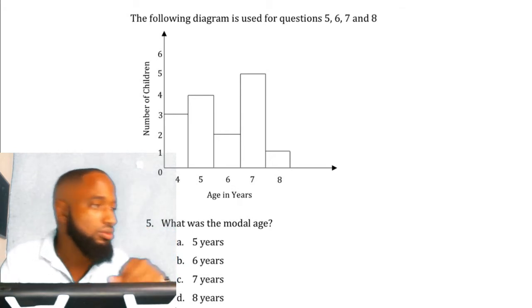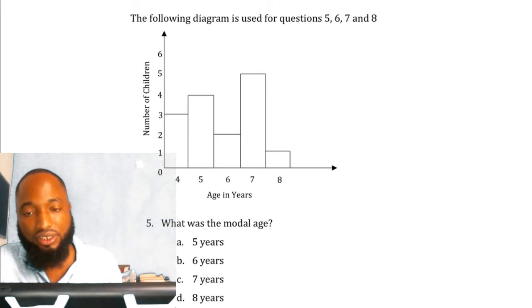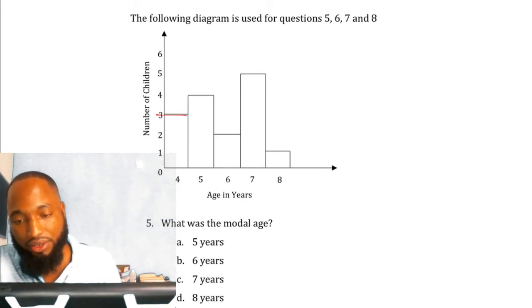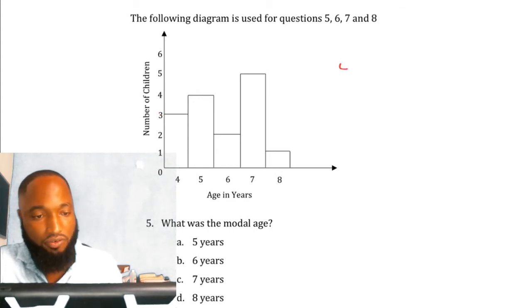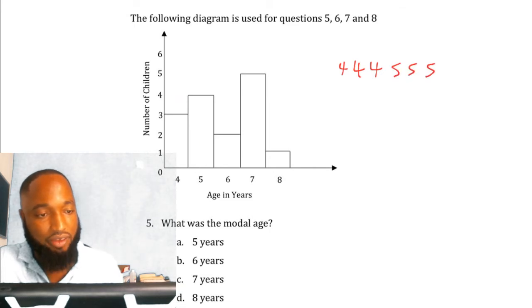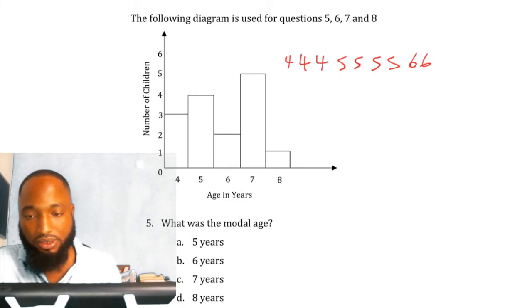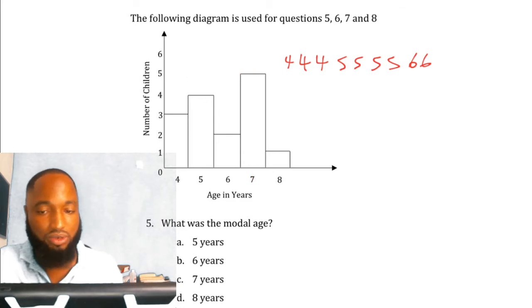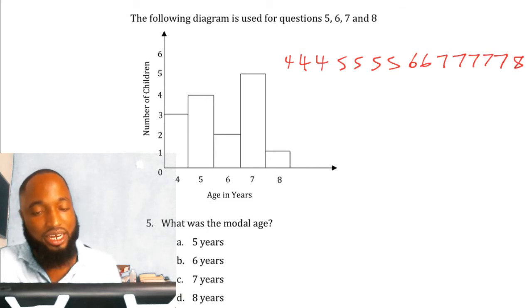Alright, so to get the median, let me break it down for you. This means we have 3 people who are 4 years old: 4, 4, 4. We have 4 people who are 5 years old: 5, 5, 5, 5. We have 2 people who are 6 years old: 6, 6. 5 people who are 7 years old: 7, 7, 7, 7, 7. 1 person who is 8: 8. How are you finding the median of this?